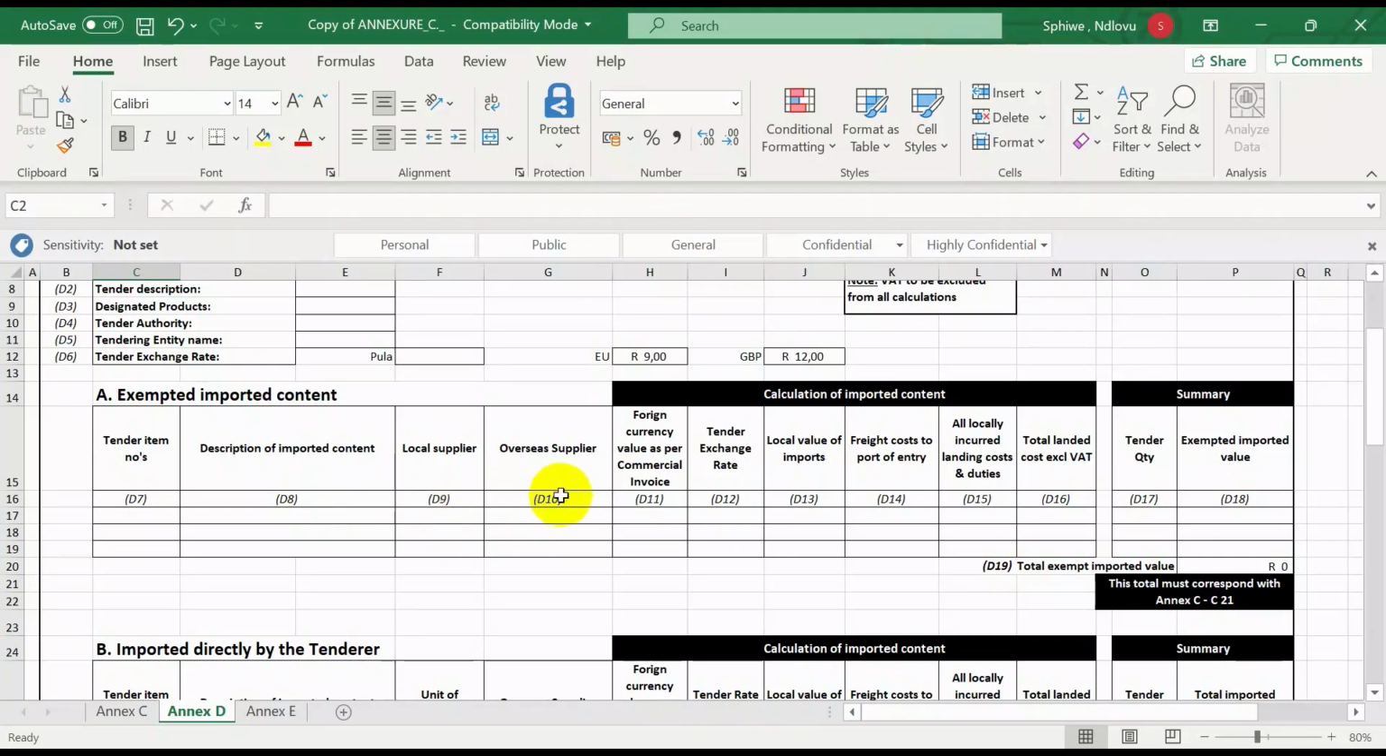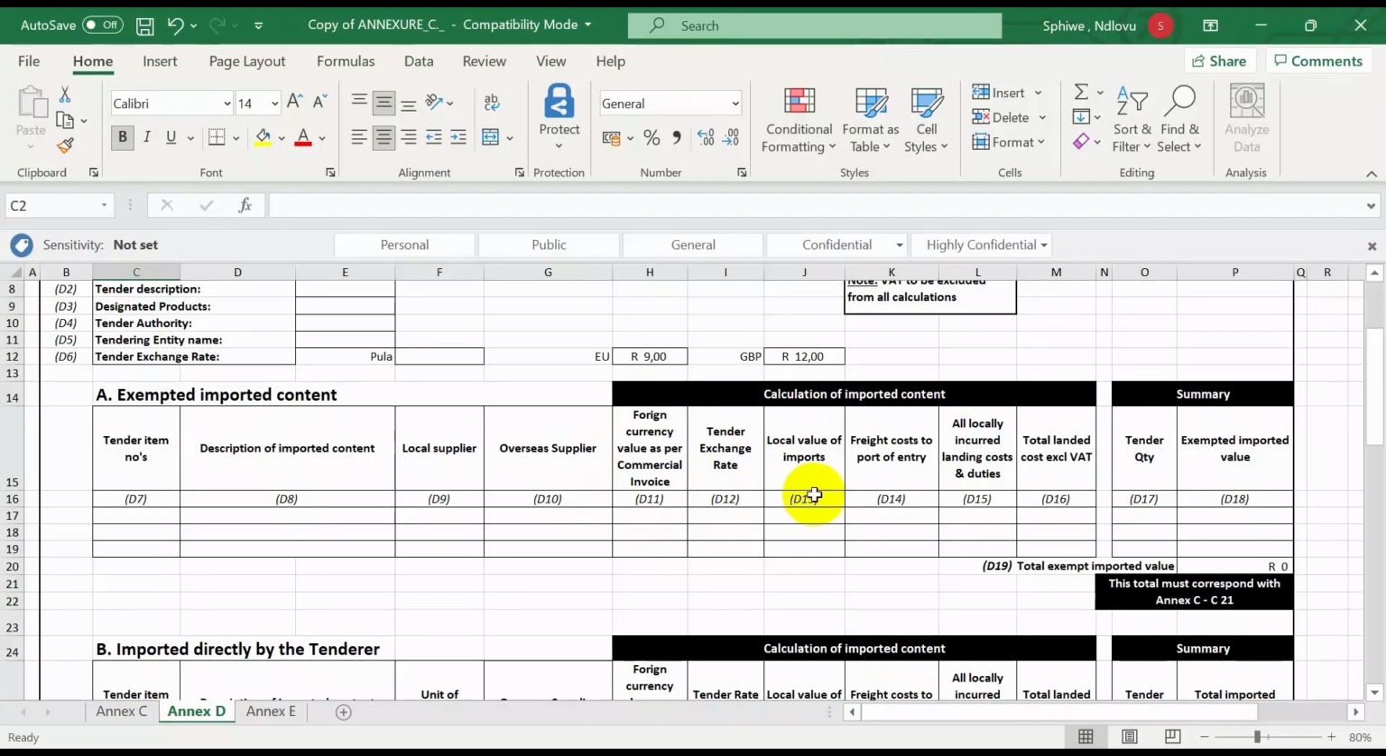There are chances where Figile might not want to give you the name. If they don't give you the name, you don't know the name, but you do know the local supplier. But if you went overseas to buy for yourself, then you will know where you got that. So you will know the overseas supplier. Then the foreign currency, how much did it cost you? So you put that foreign currency as it appears on the invoice. And then you put the exchange rate. Remember the exchange rate at 12 o'clock on the date of the bid.